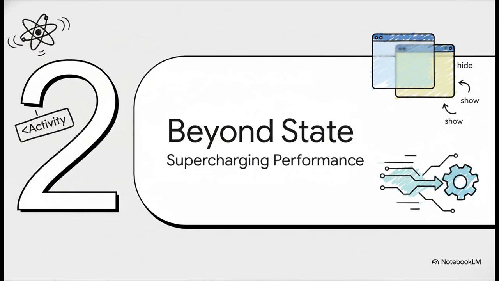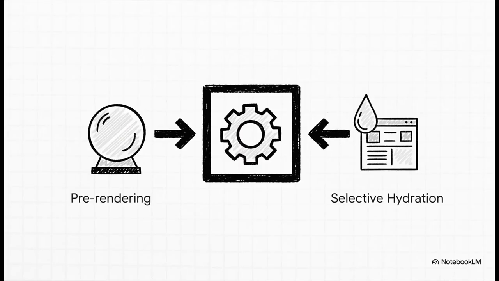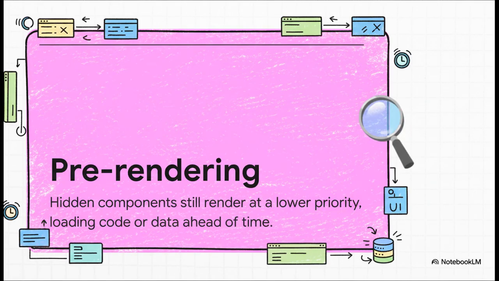Okay, so we've established it's a game changer for state, but here's where it gets really interesting. What if I told you Activity has a secret superpower? Because it's not just about remembering things. It's also about supercharging your app's performance. Yeah, Activity does more than just remember stuff. It can actually make your app faster in two really powerful ways. Let's break them down. First up is something called pre-rendering.